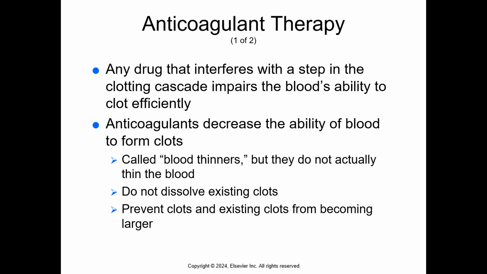They don't actually thin the blood. They don't dissolve existing clots. They just prevent clots to begin with, or they prevent existing clots from getting bigger. Okay, the drugs, again, that dissolve existing clots are called thrombolytics.